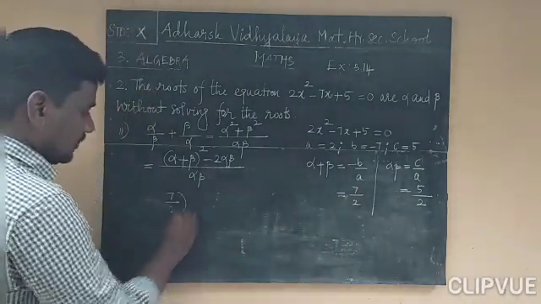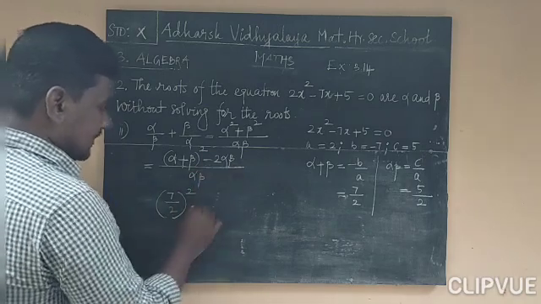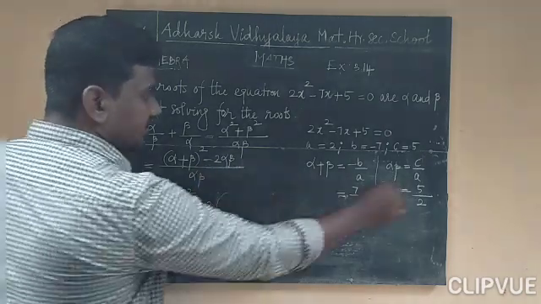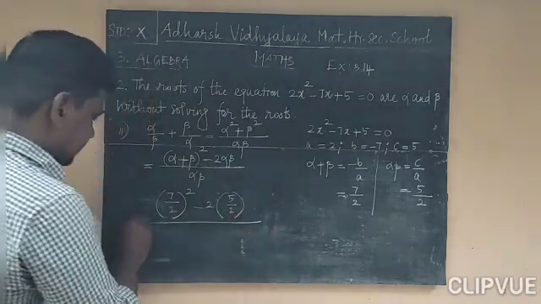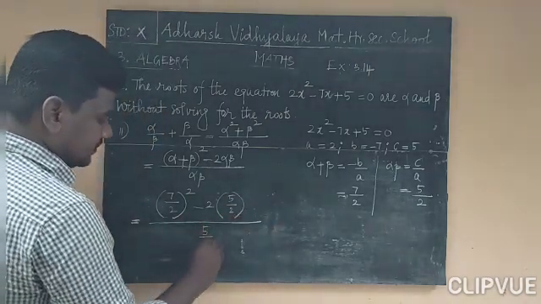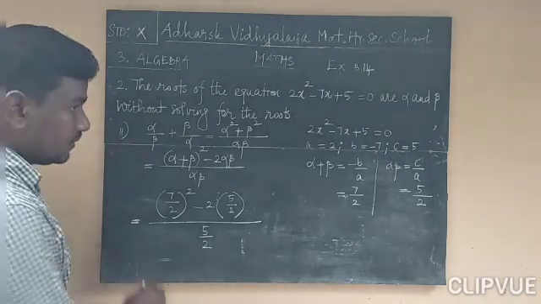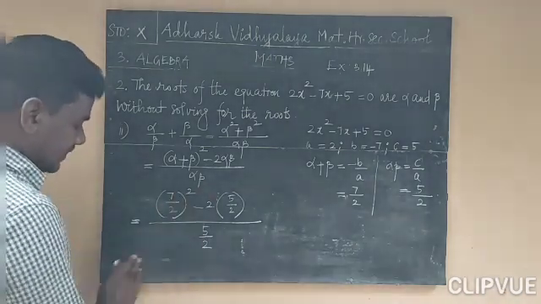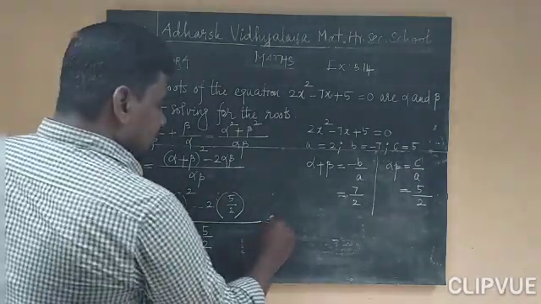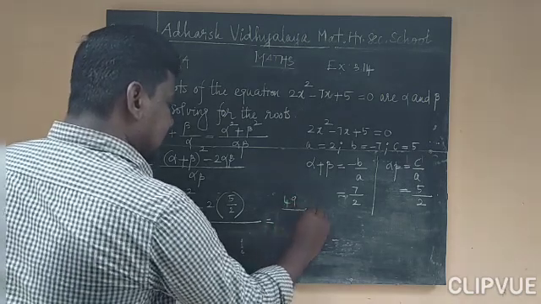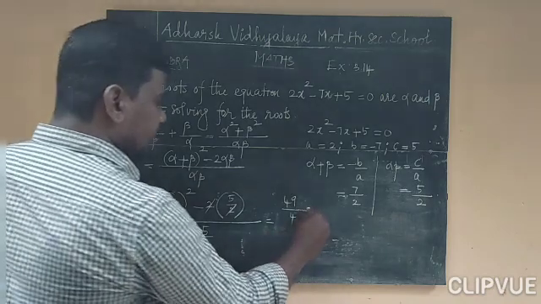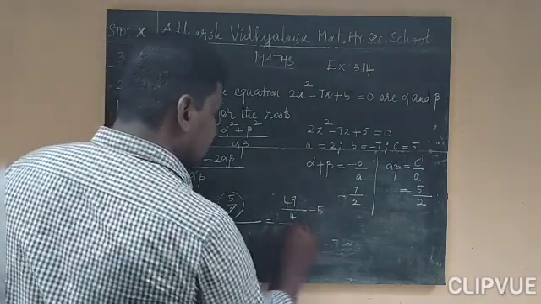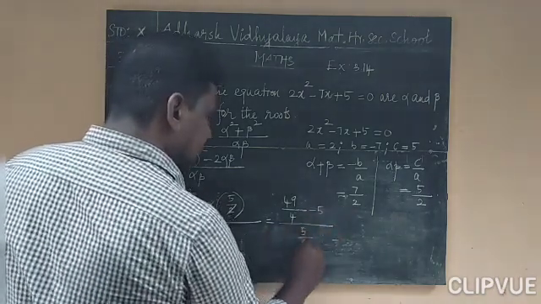7 by 2 the whole square minus 2 into alpha beta value 5 by 2, whole divided by alpha beta, again for fraction 5 by 2. Okay, so now 7 square value 49 divided by 2 square 4. This will be cancelled, so 49 by 4 minus 5 whole divided by 5 by 2.